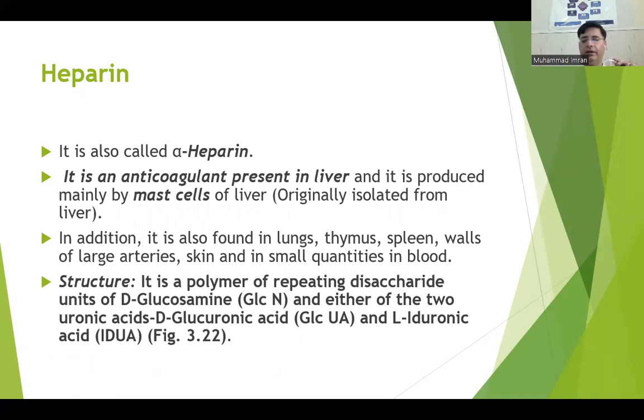N-acetylglucosamine, and it has an acid, either glucuronic acid or hyaluronic acid. Mostly 90% of heparin is composed of hyaluronic acid as the acid, and 10% is made up of glucuronic acid. So one residue is N-acetylglucosamine, and the other has a 10% chance of glucuronic acid and a 90% chance of hyaluronic acid. The linkage is the same, alpha 1,4 glycosidic linkage.